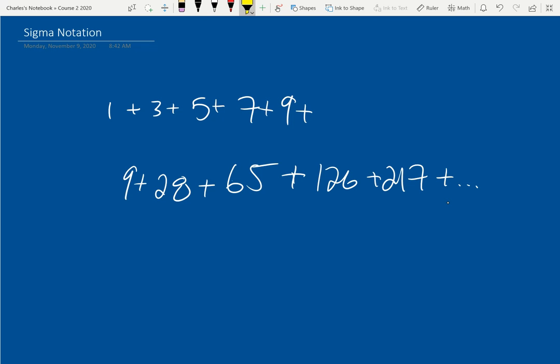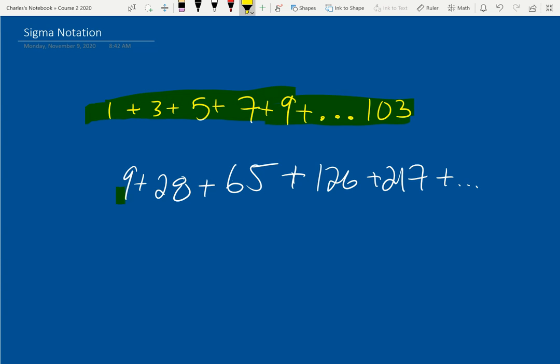So you might think of a situation where you're asked to add 1 plus 3 plus 5 plus 7 plus 9, and you're thinking, oh, well, that's not too bad. I can just do that in my head or use a calculator. But what if I said I wanted to go all the way up to 103? How would you add up all those numbers? Well, it would be difficult. It would be kind of tedious.